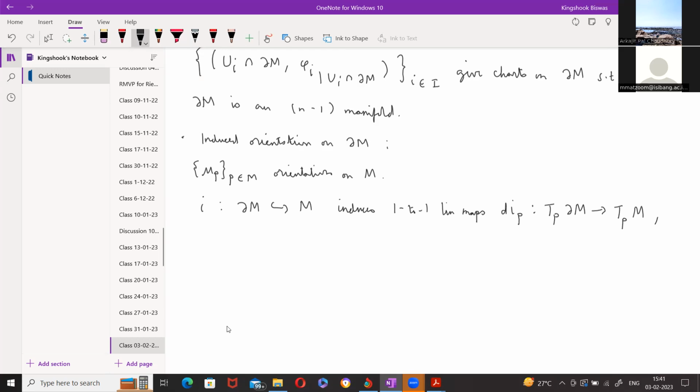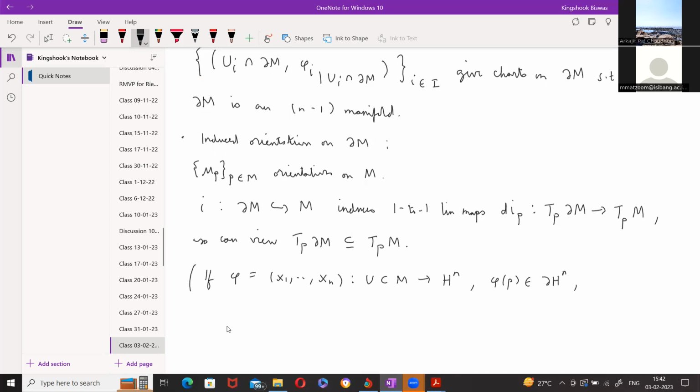So we can view T_p boundary M as a subspace of T_p M. So if, for example, phi is equal to, say, x1 to xn, a chart taking values in, say, H^n, then phi of p belongs to boundary H^n.